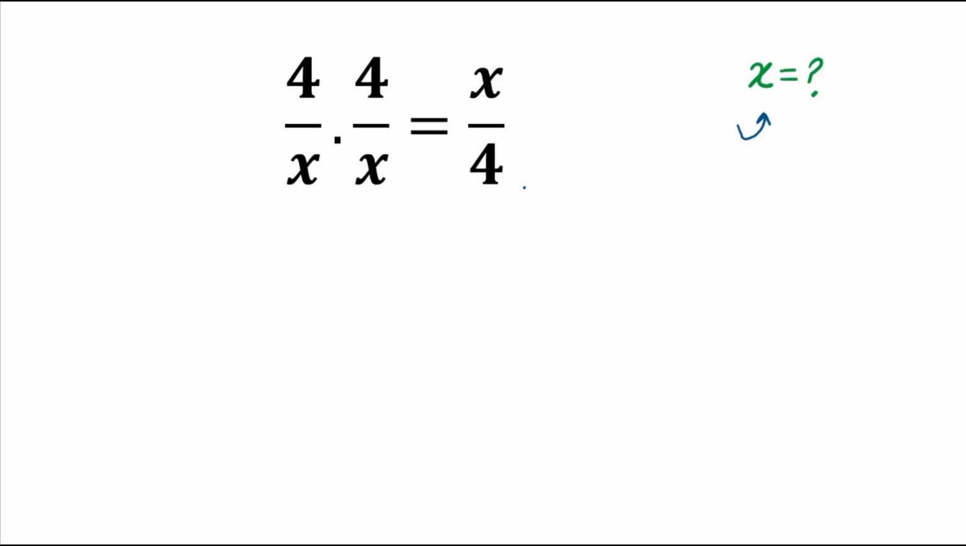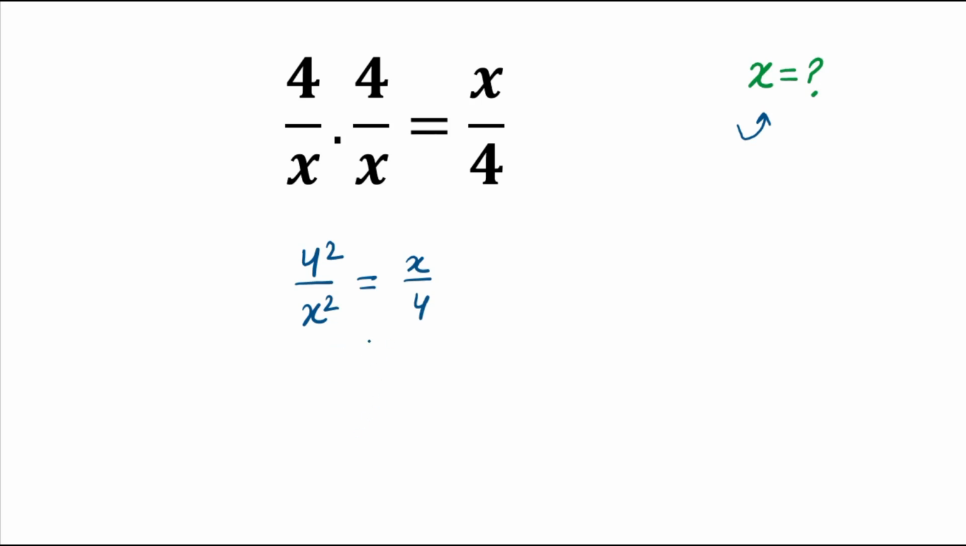Now let's start the solution of this question. This question is very easy. Look carefully at the left hand side, 4 times 4 is 4 square and x times x is x square, and this is equals to x over 4.